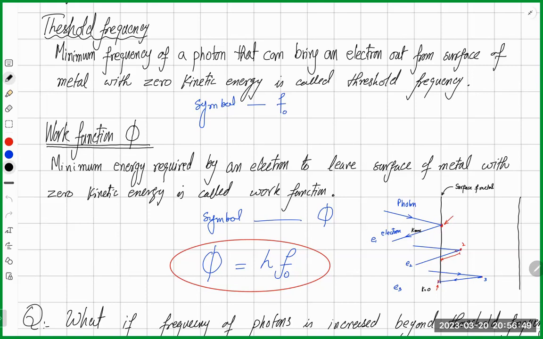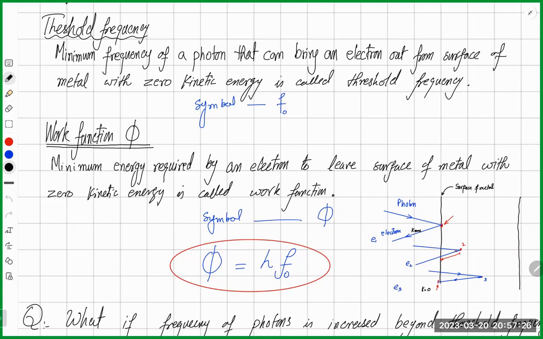Okay, what happens if frequency is more than threshold frequency? If frequency is equal to threshold frequency, then electron will come out with zero kinetic energy. But what if frequency is beyond threshold frequency? It is more than threshold frequency. Then electrons will come out with a range of kinetic energies. Still, the minimum kinetic energy will be zero, but maximum kinetic energy will depend on how much energy you provide and what is the work function of that particular metal. All the additional energy will become kinetic energy.